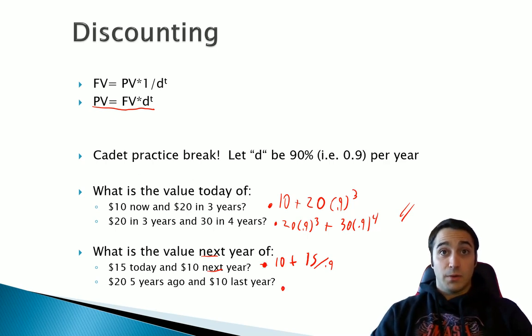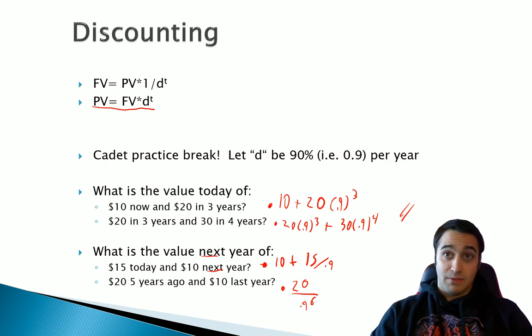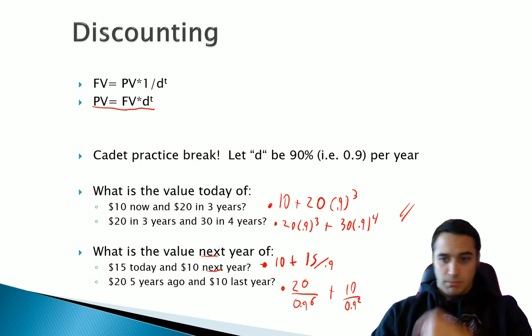$20 5 years ago next year means I've had 6 years to sit on $20. That should be $20 divided by 0.9 to the, I believe, 6 years are transpiring. Plus next year, if I get $10 last year, would mean I have $10 that I've sat on for 2 years, so it should be 0.9 to the 2. Again, hopefully I got those right. If not, you can go ahead and flame me in the comments.